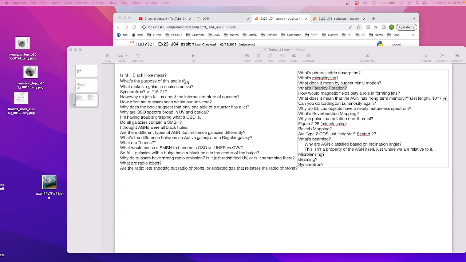How would magnetic fields play a role in forming jets? They do everything. Magnetic fields do everything in forming the jets. They make the jet. They work like a corkscrew to corkscrew material out of the environment.